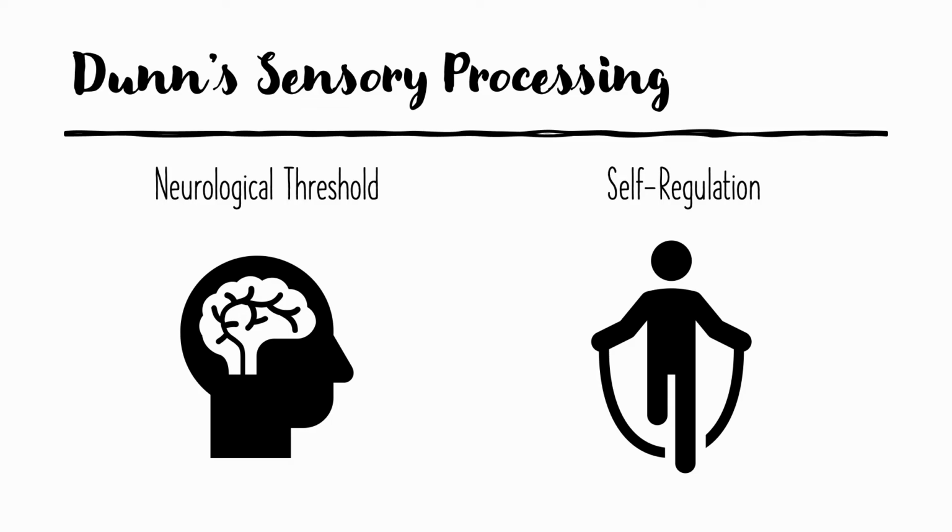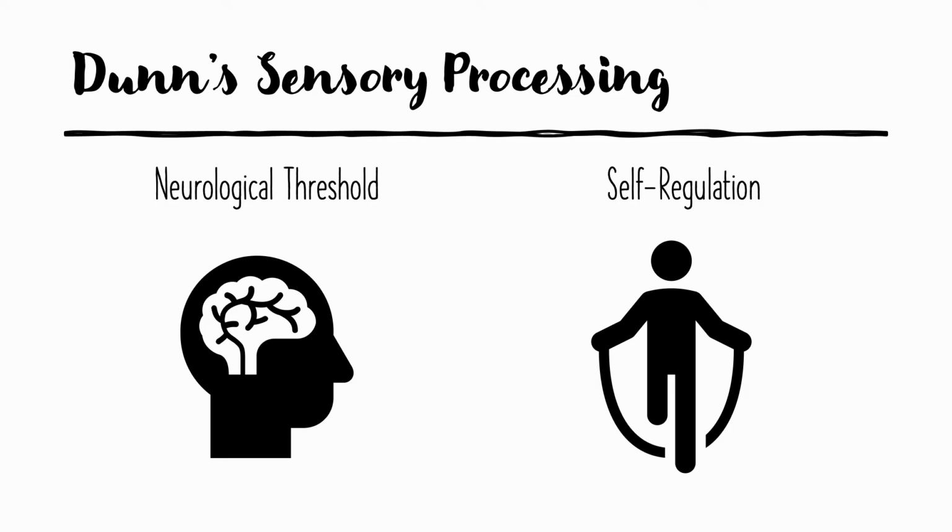The 4 patterns Dunn's sensory processing are broken into are based on the interaction of neurological threshold and self-regulation. Neurological threshold refers to how much stimuli is required for one to notice and respond. Someone who has a low threshold may notice and respond to stimuli more frequently because their sensory system is more sensitive. Someone who has a high threshold often fails to notice stimuli because their sensory system requires strong stimuli to notice.